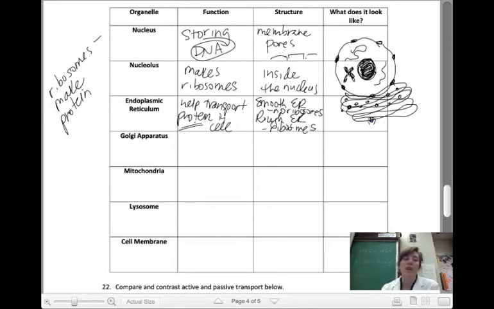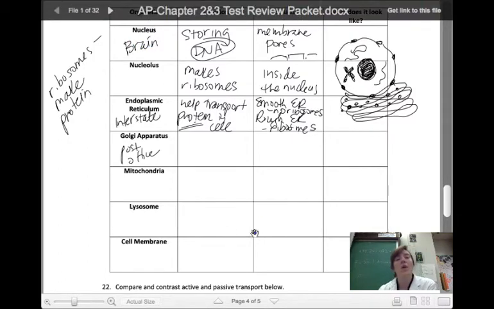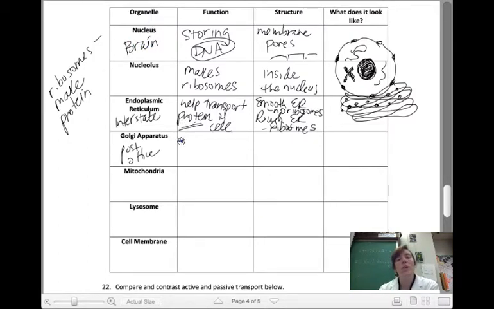Okay, so next we have the Golgi apparatus, and the Golgi apparatus acts a lot like a post office. And endoplasmic reticulum acts a lot like the interstate. And nucleus acts a lot like the brain. Okay, so the post office. So what does the Golgi apparatus do? So it tags, repackages, and delivers proteins. So it gets proteins from the ER.